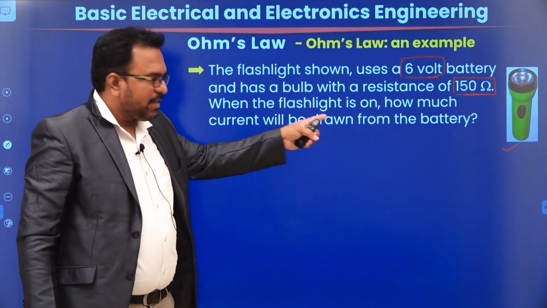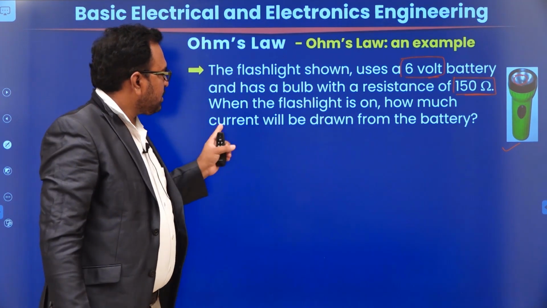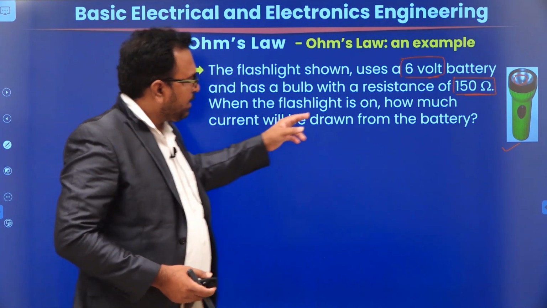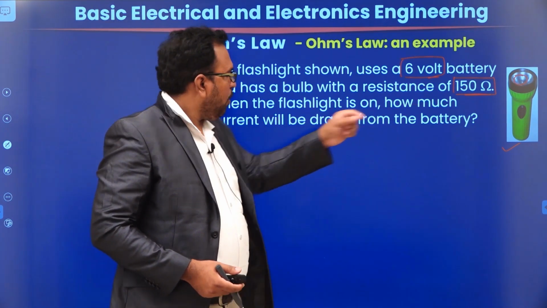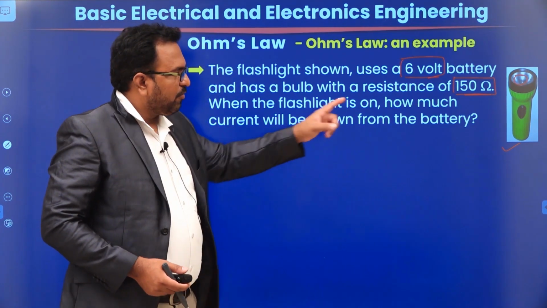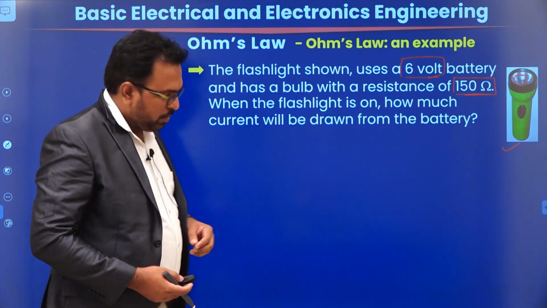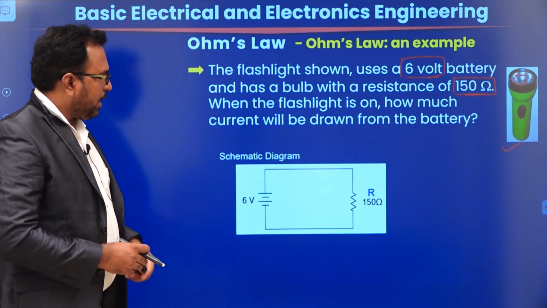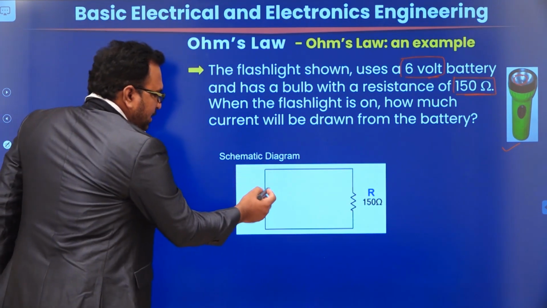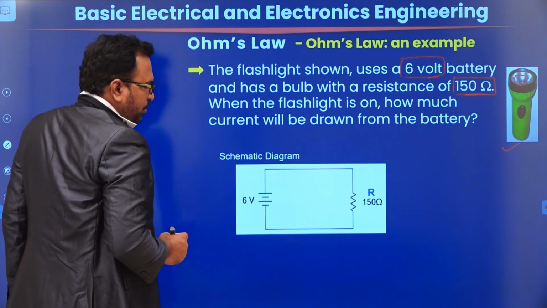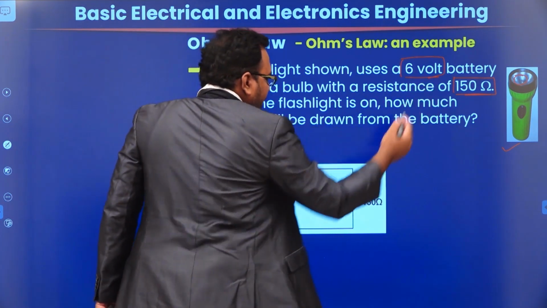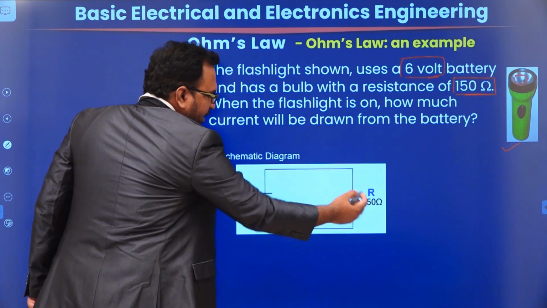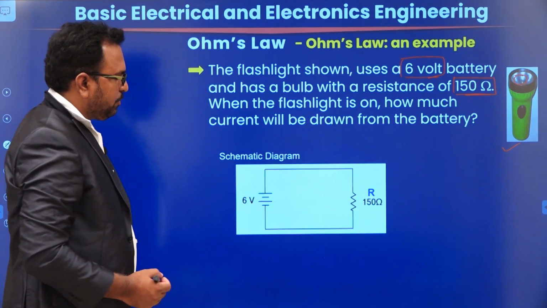Now when the flashlight is on, how much current will be drawn from the battery to the bulb? We can represent this problem by using this simple schematic diagram. I have considered the 6-volt battery as a source, and the resistance of the filament I have connected as an element. So the 6-volt battery is connected to a resistance of 150 ohms.